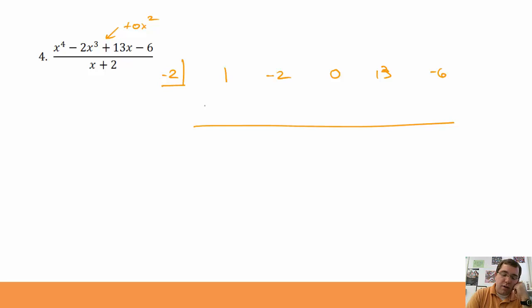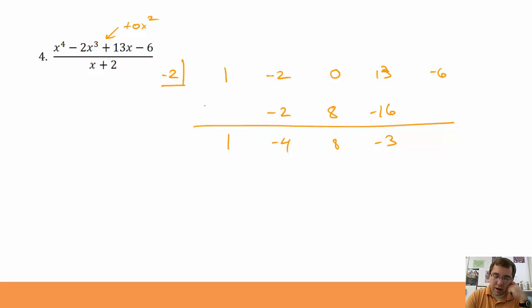Okay, I bring down the first term, the 1. Multiply that by the negative 2 and write it there. Add. Negative 2 plus negative 2 is negative 4. Multiply that by negative 2 and write it here, so positive 8. Add. 0 plus 8 is 8. Multiply by negative 2. Get negative 16. Add. 3 plus negative 16 is negative 13.